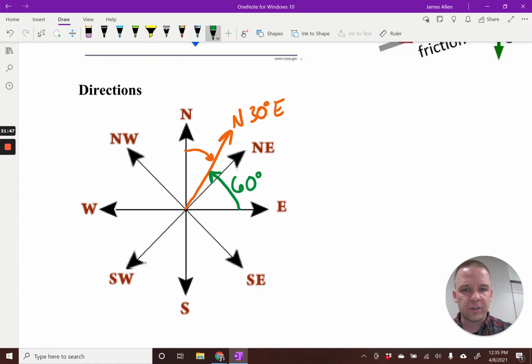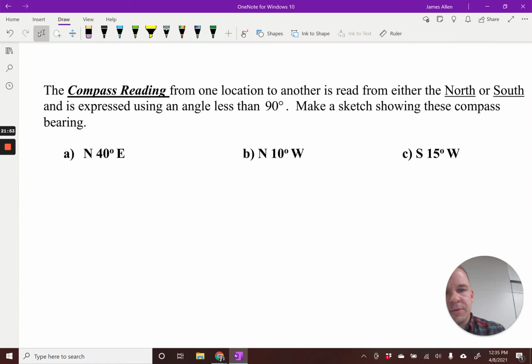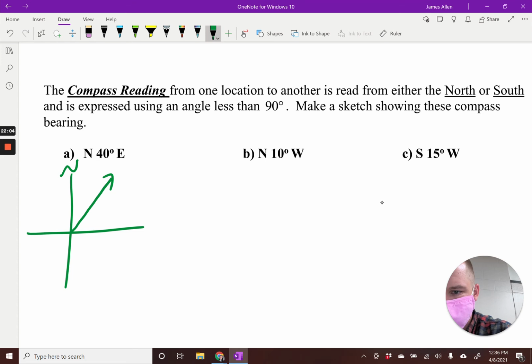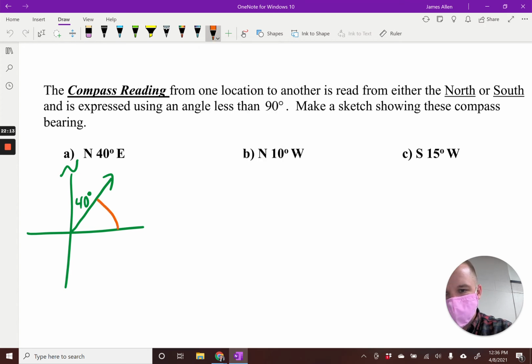So feel free to screenshot. Let me get this stuff out of your way if you haven't done so already. Boom, there's our directions. So let's do a little bit of compass reading here. North, 40 degrees east. Almost did that one just a second ago. If I go 40 degrees off of the north line, this is north. Boom, that's 40 degrees east right there. That'd be my compass reading. Now, if I wanted to get my trig, that's going to be a 50-degree angle of rotation if I'm using it to calculate.